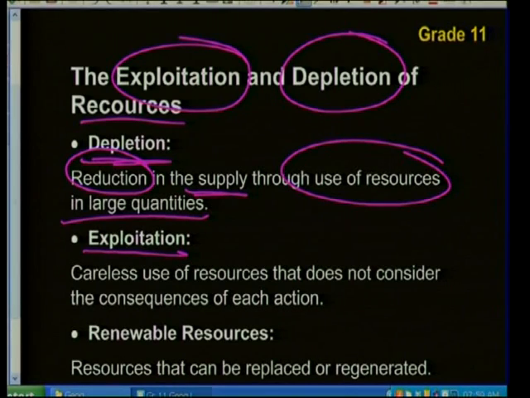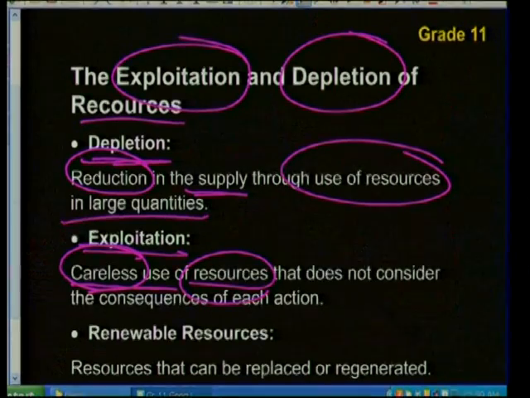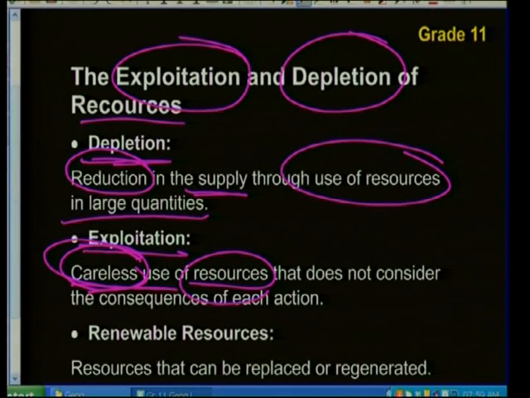And again, these would be the minerals that we've just discussed. Let's look at the term exploitation. Exploitation is the careless use of resources. Note, this word is a key word in order for you to understand exploitation: the careless use of resources that does not consider the consequences of each action.